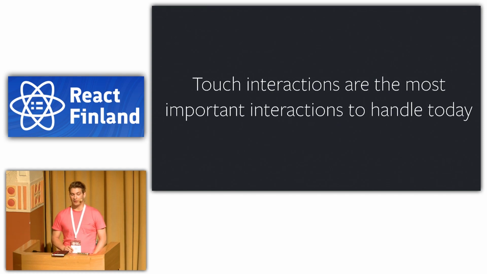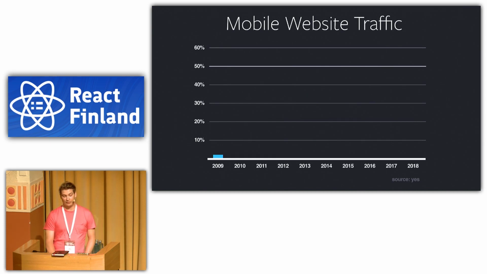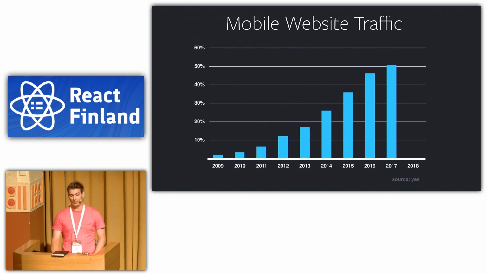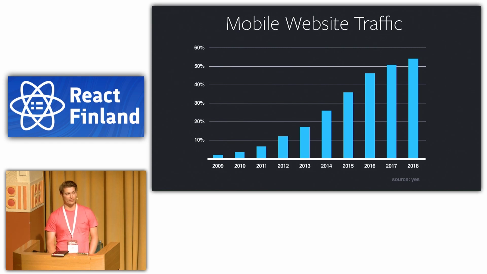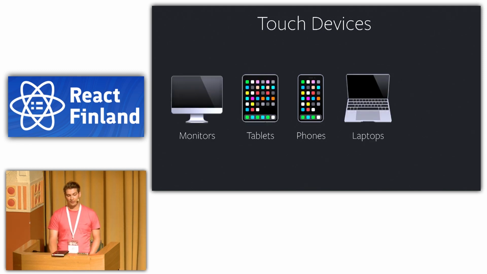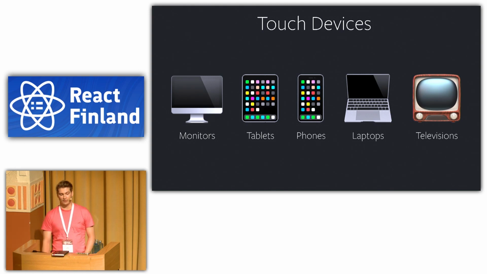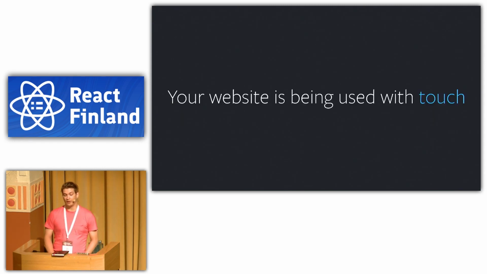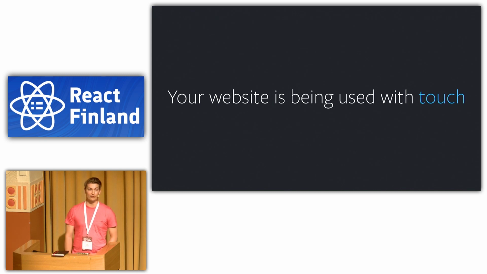In fact, I argue that touch interactions are the most important interactions to handle today. Because while we were busy building apps with a mouse and keyboard, the world started browsing our websites with touch. So now, over 50% of website traffic is by mobile devices. And it's not just phones. We're not even including other touch devices like tablets, laptops, touch monitors, and touchscreen TVs. So touch is everywhere. It's the primary way users browse web pages. This means that your website is more than likely being used primarily by users using touch.